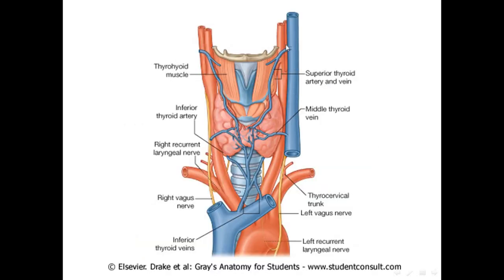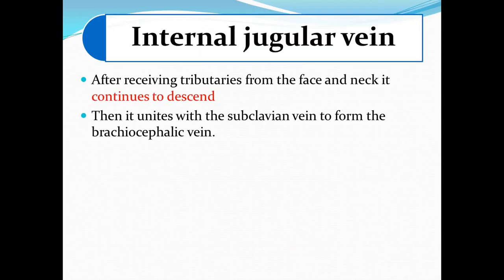This is more down. Here we see the superior thyroid and middle thyroid veins draining into the internal jugular vein. The internal jugular vein, after receiving tributaries from the face and neck, continues to descend, and then it unites with the subclavian vein to form the brachiocephalic vein.